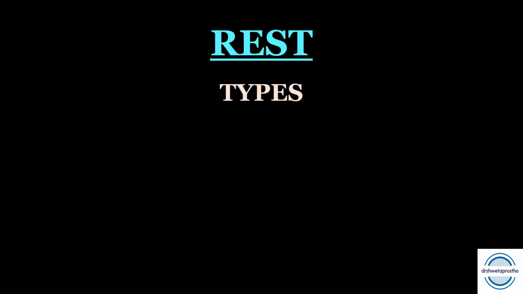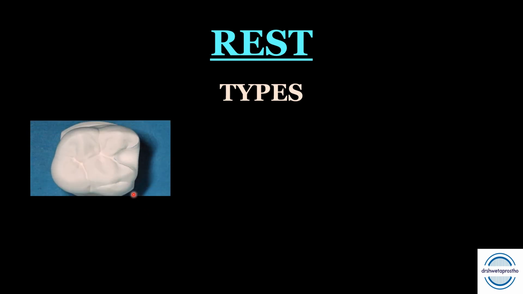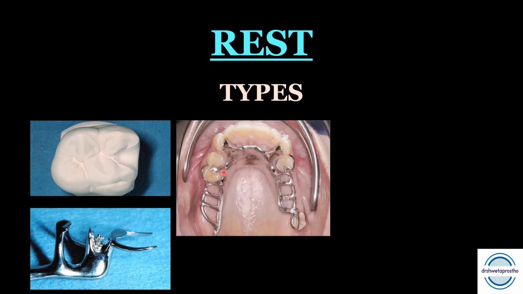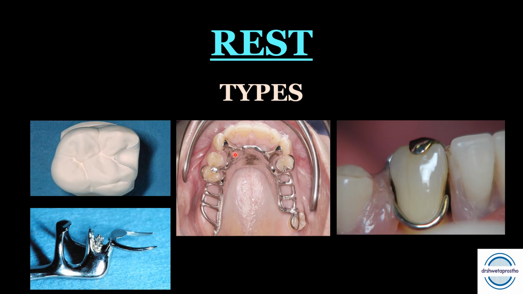Rest can be of three types depending on the surface involved. First is the occlusal rest. If we have prepared the rest on the occlusal surface, this is the occlusal rest. Then it can be cingulum rest if it is present on the cingulum or the lingual surface of the canines. It is mainly given in maxillary canines. And third, we have the incisal rest when it is present on the incisal surface of the mandibular incisors.